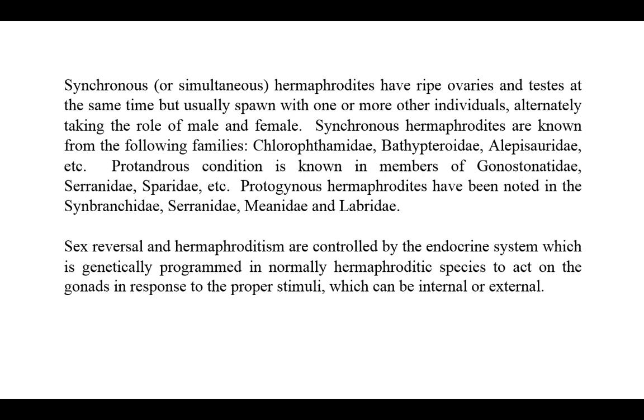Chlorophthalmidae, Bothidae, Alepisauridae, etc. Protandrous condition is known in members of Gonostomatidae, Serranidae, Sparidae, etc. Protogynous hermaphrodites have been noted in the Synbranchidae, Serranidae, Maenidae, and Labridae. Sex reversal and hermaphroditism are controlled by the endocrine system, which is genetically programmed in normally hermaphroditic species to act on the gonads in response to the proper stimuli, which can be internal or external.